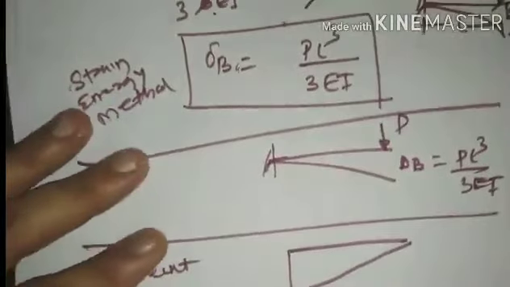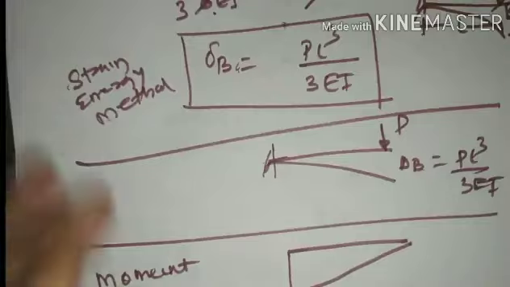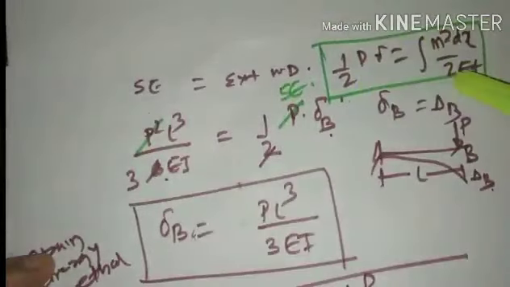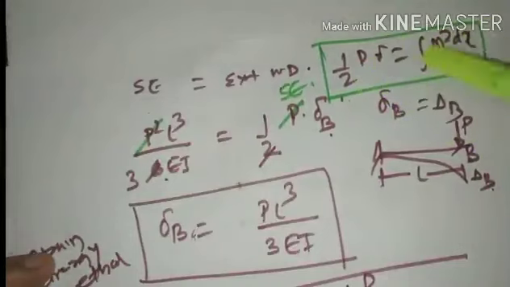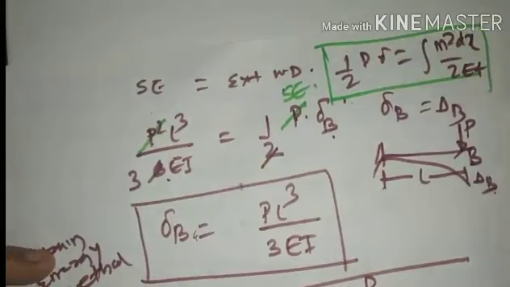So this is how we are supposed to find the solution by the strain energy method. The most important thing is that the external work done will be equated to the strain energy stored, that is half P into delta will be equal to integration of M square dx divided by 2EI. So this is how we are supposed to solve by the strain energy method.